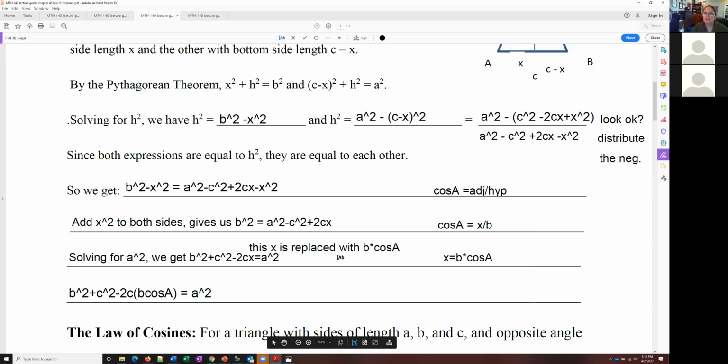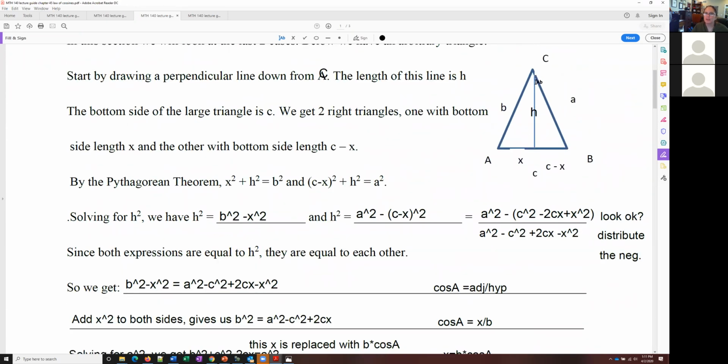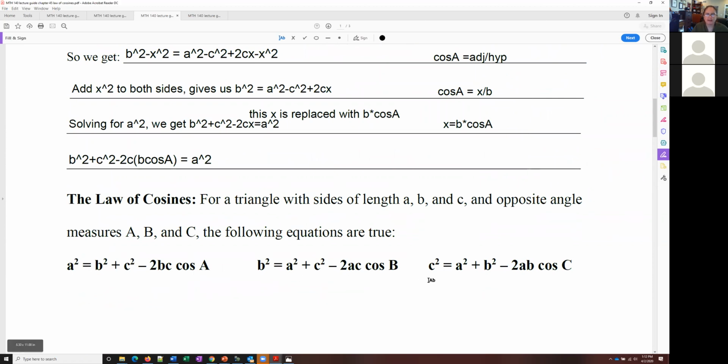Okay, now there was nothing very special about the fact that we chose to put the perpendicular line going through angle C. We could have made the perpendicular line go through angle A, or the perpendicular line go through angle B. Any one of those would have worked. And so if we had done it differently, we would have ended up with one of the other variations.